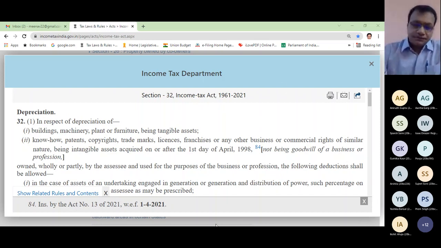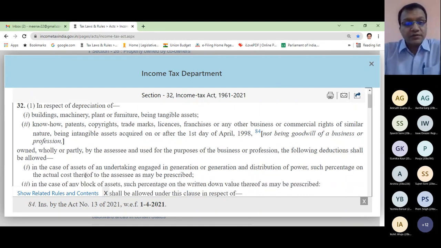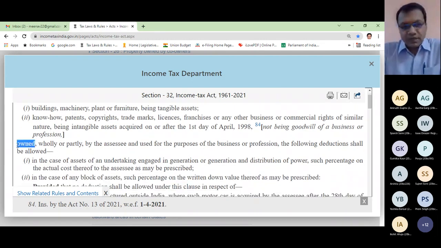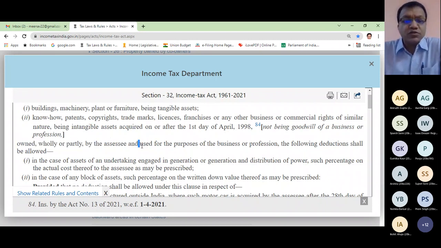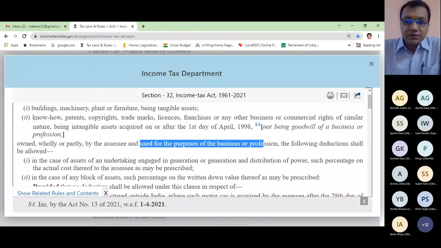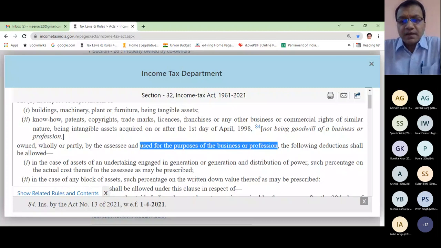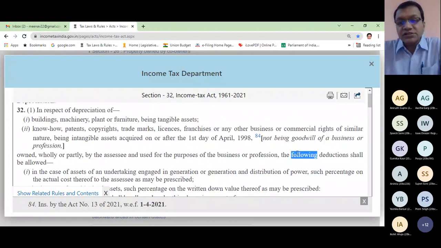Now, next point, owned. Every single word in the act is relevant. Owned. If you want to claim depreciation, you must be owner of these assets, wholly or partly by the assessee, and used. If these are not used for business and profession, you cannot charge any depreciation. So, to claim depreciation, I must use this for the purpose of business and profession. If yes, then the following deductions shall be allowed.